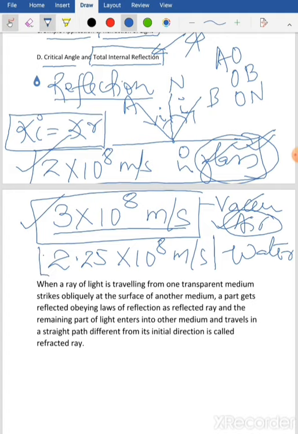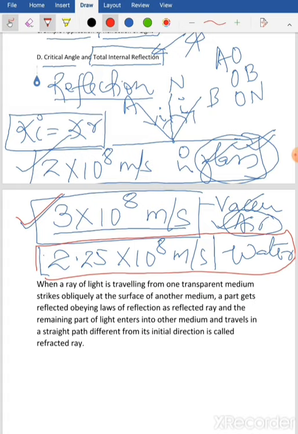Okay, so here now you got the idea that the speed of light increases with decrease in density of the medium. That is, it travels faster in less density of a medium as compared to the medium which is more denser. All right, now let's come to the main agenda of the class today, that is refraction.